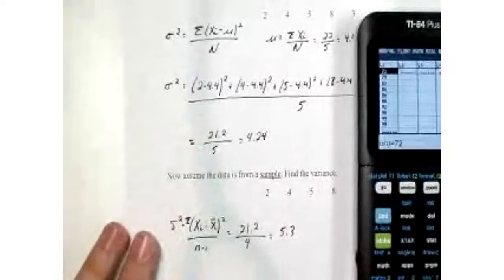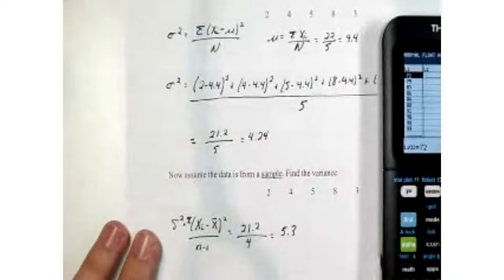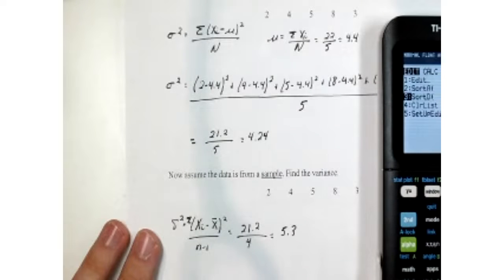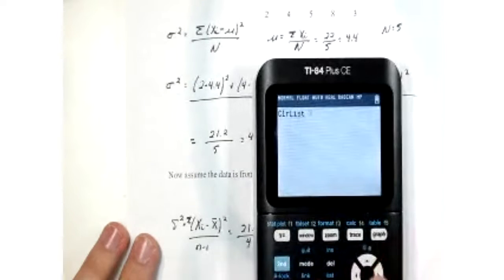So let's go back to this example right here. You want to enter these numbers into a list. So all you do is, wait, no, let's do this first. Let's clear out that list. So go to stat, edit, clear list, number 4. Then go second 1, and that'll take you to list 1. Enter, and it clears that list.